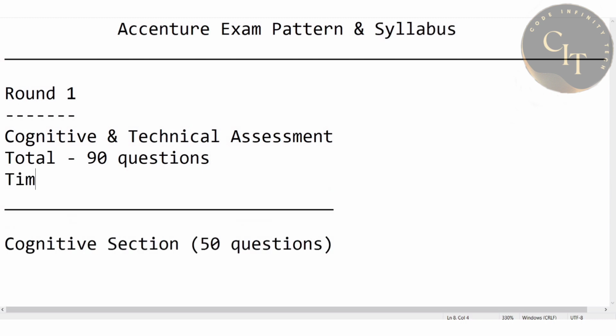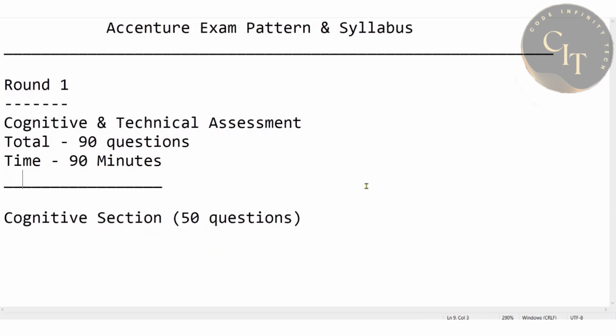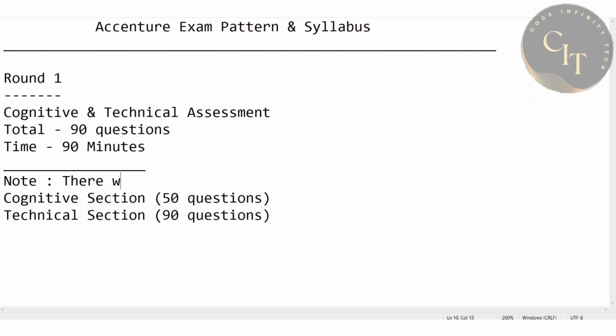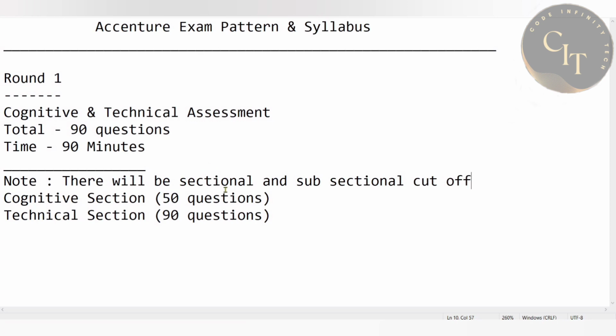As mentioned in the title itself, cognitive and technical assessment, there will be two sections: the cognitive section and the technical section. In total there will be 50 questions in the cognitive section and the remaining 40 questions will be from the technical section. These are the two main sections, and there will be subsections also. Also note that there will be a sectional cutoff and a subsectional cutoff, so you have to pass each subsection along with the main sectional cutoff.